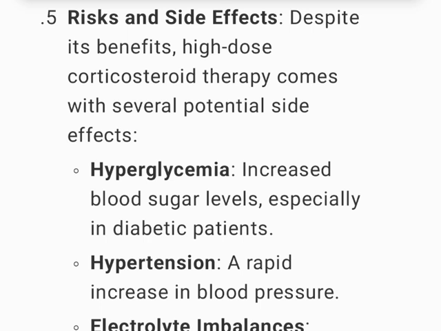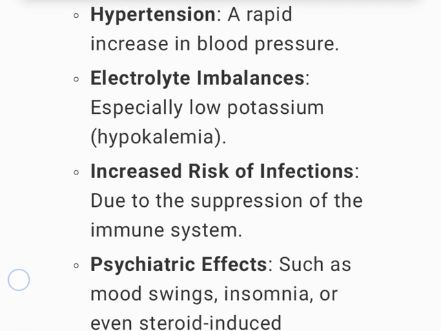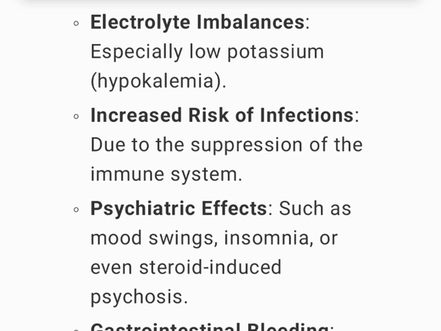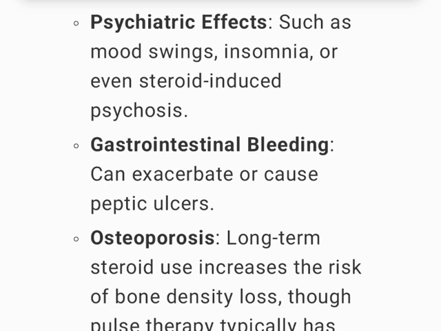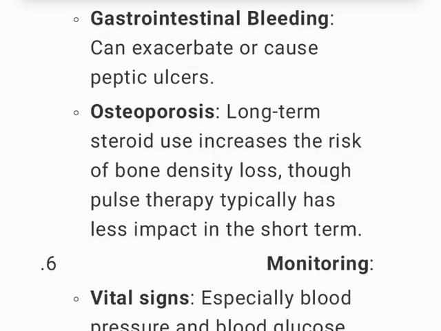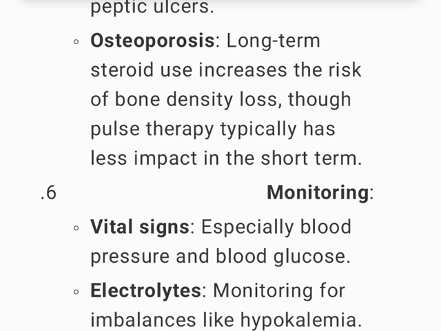Despite its benefits, high-dose corticosteroid therapy comes with several potential side effects. Hyperglycemia, increased blood sugar levels, especially in diabetic patients. Hypertension, a rapid increase in blood pressure. Electrolyte imbalances, especially low potassium, hypokalemia. Increased risk of infections due to the suppression of the immune system. Psychiatric effects, such as mood swings, insomnia, or even steroid-induced psychosis. Gastrointestinal bleeding, can exacerbate or cause peptic ulcers. Osteoporosis. Long-term steroid use increases the risk of bone density loss, though pulse therapy typically has less impact in the short term.